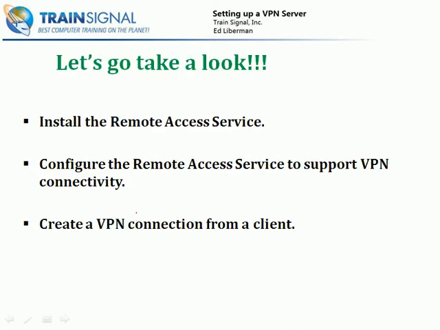So what we're going to do is go into Windows Server 2008. We're going to go onto one of the New York servers. We're going to install the remote access service, and you'll see that there's actually a bigger role that includes the remote access service. So I'll show you that. We'll then configure the remote access service to support VPN connectivity, and then we will create a VPN connection from a client. We'll go out to one of our New York Vista clients and see how easy it is to create a VPN connection to the server. And we'll see that it's all working. So let's go take a look at one of those servers now.